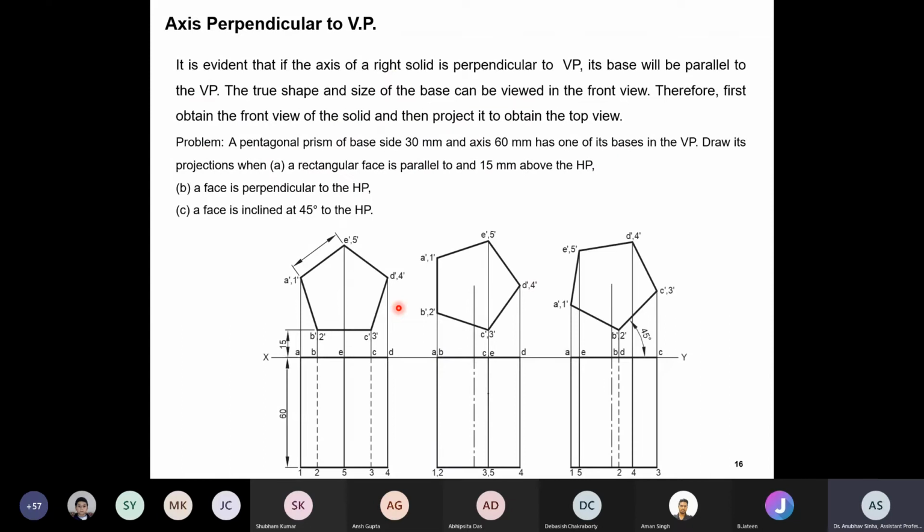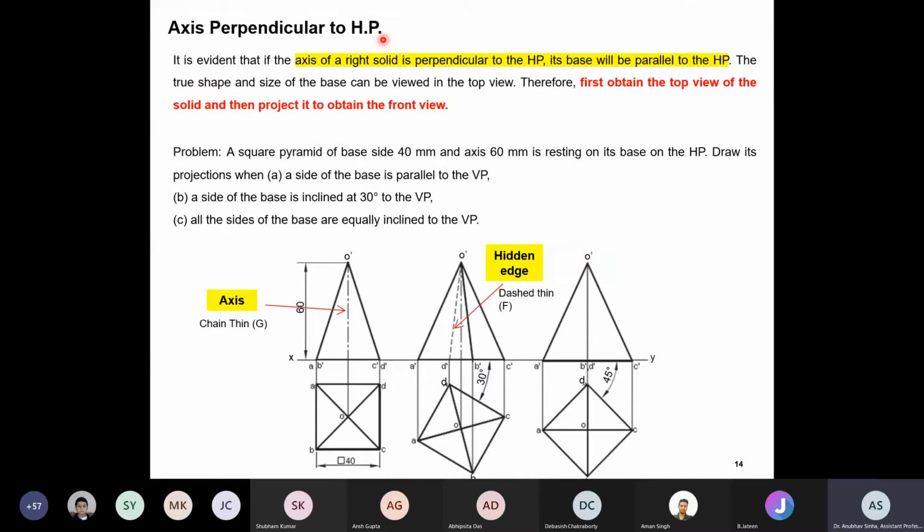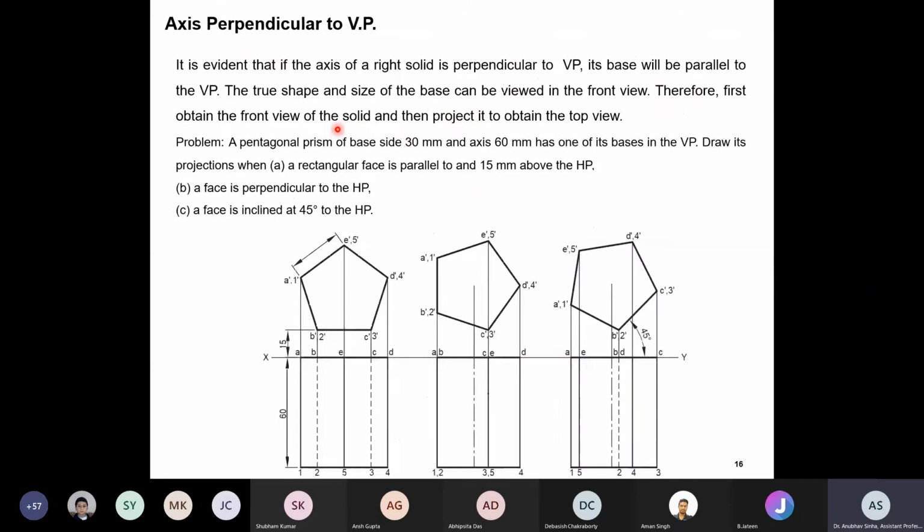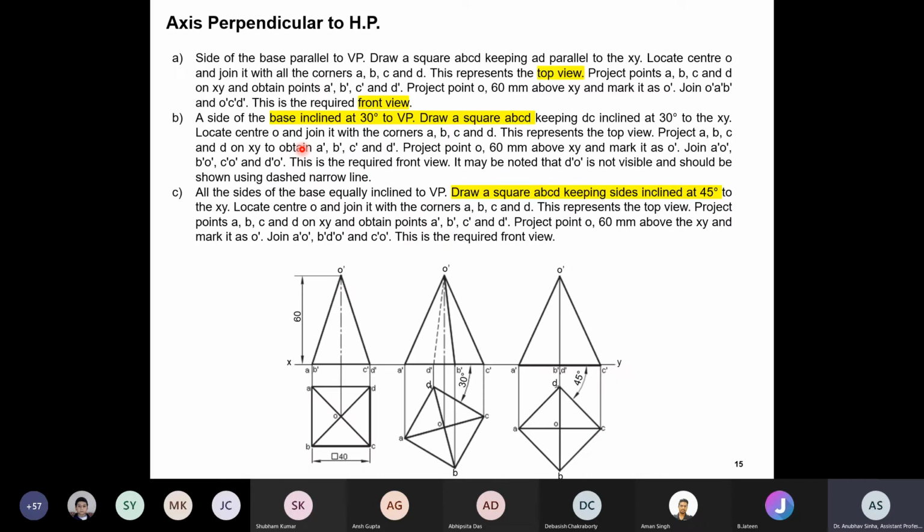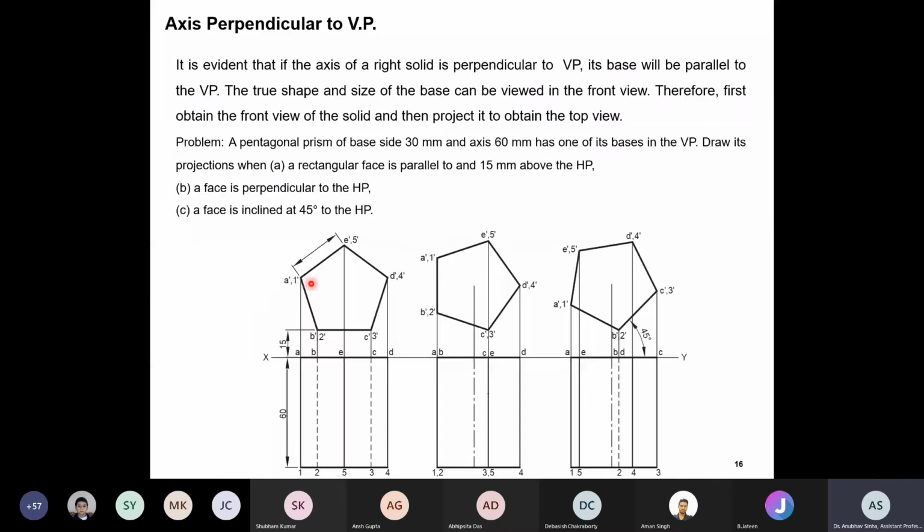Okay, now another possibility could be that axis is perpendicular to VP. In this slide we talked about axis perpendicular to HP. Now let us look at axis which is perpendicular to vertical plane. Now what will happen? Basically the reverse thing. Here we were making the polygon in the top view. Now we'll make the polygon in the front view. Okay, basically it is resting in this direction, in this way.